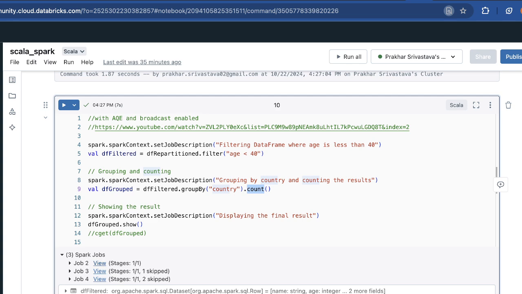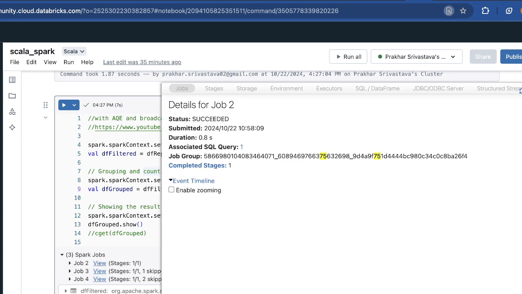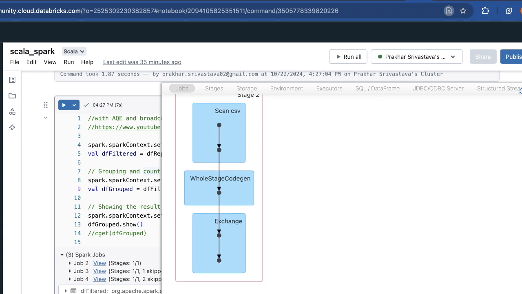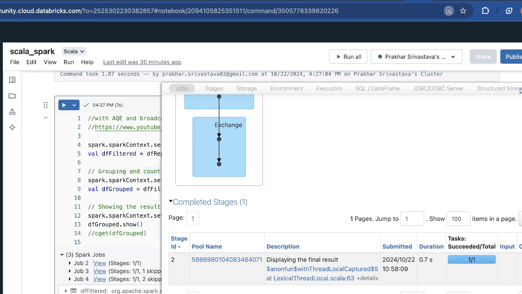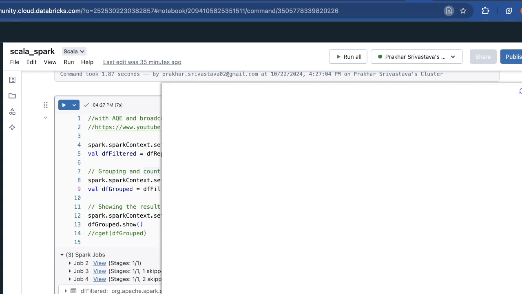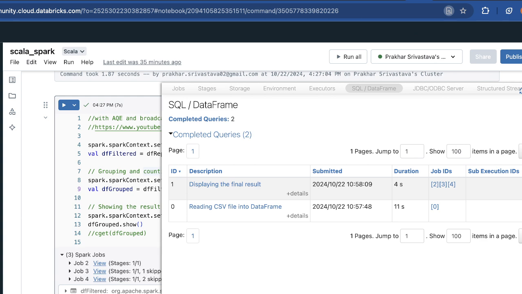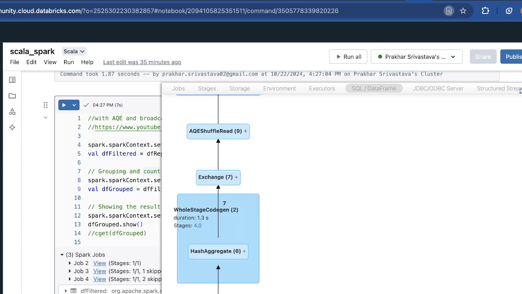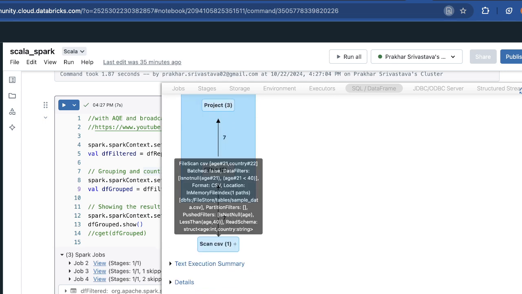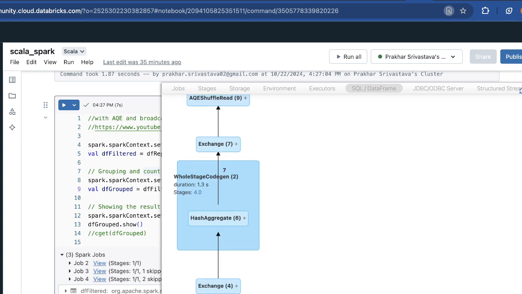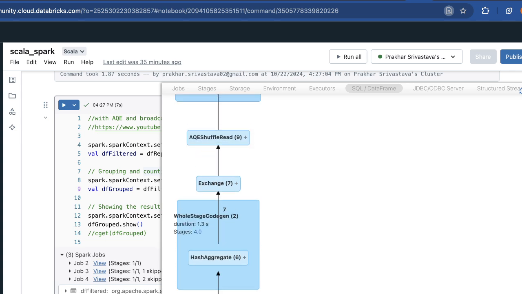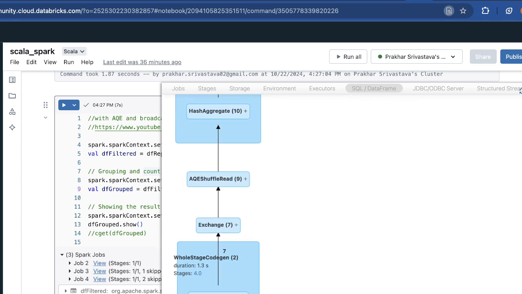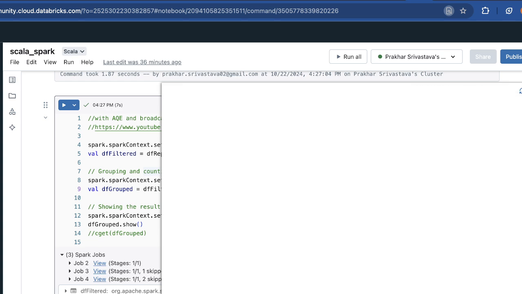So this is with AQE and broadcast enabled. AQE just coalesces the data, which we're going to see. Let me give you the overview of that. This is from 234. The same structure it has created: scanning, exchange, then hash aggregate, then exchange, and then hash aggregate.